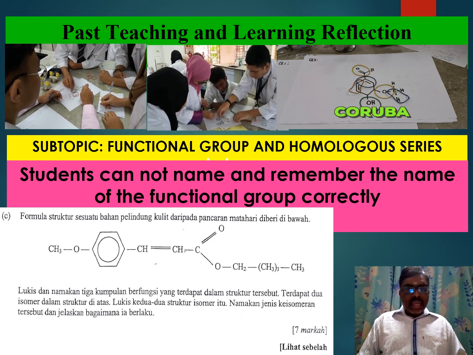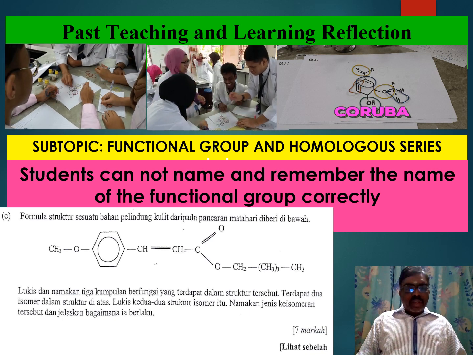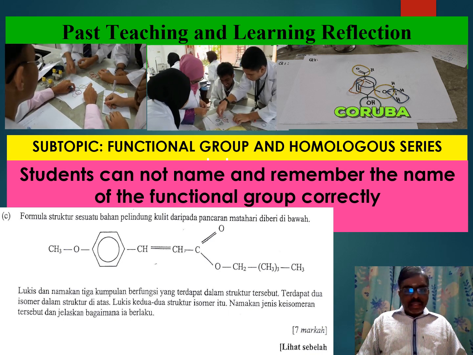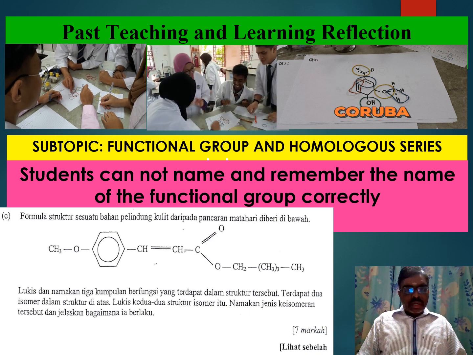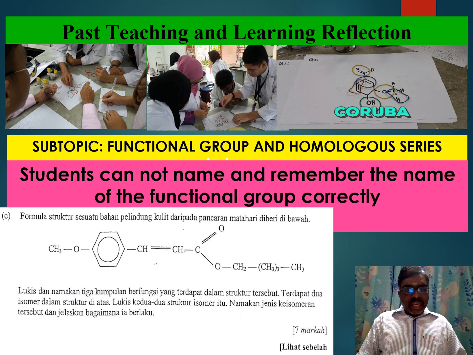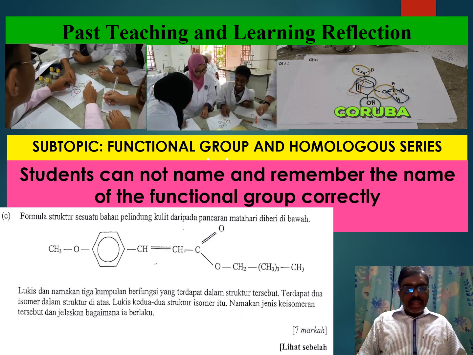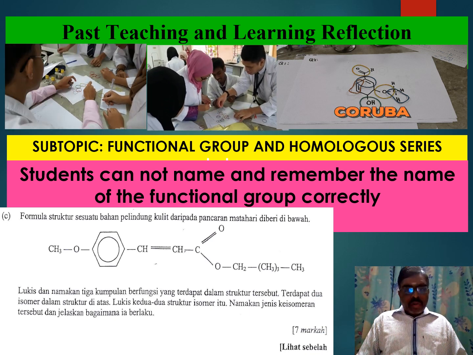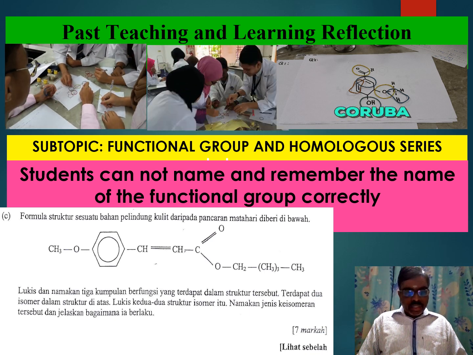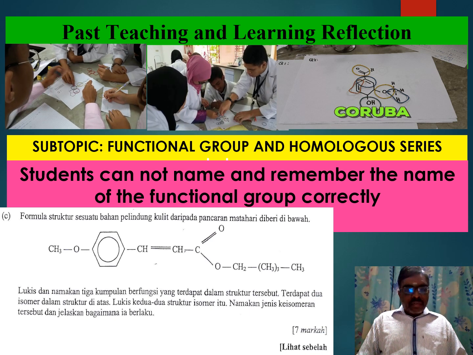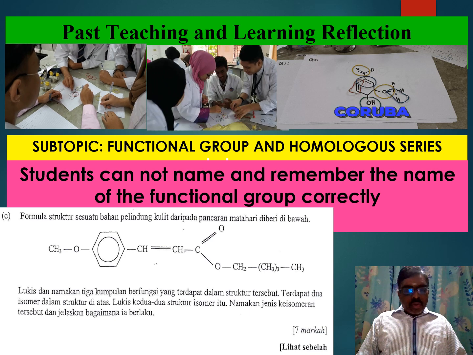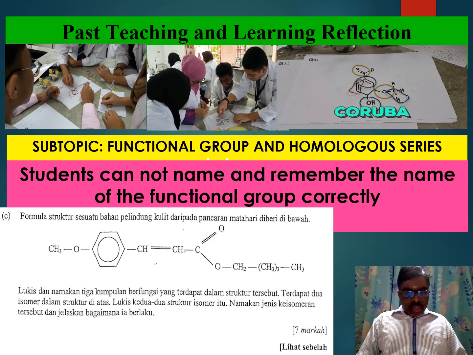Past teaching and learning reflection. The subtopic we tested in CoRuBa is functional group and homologous series. What we observed is that students cannot name and remember the name of the functional group correctly. Here is one example of a past year question where students have to name and circle the functional group present in the molecule.